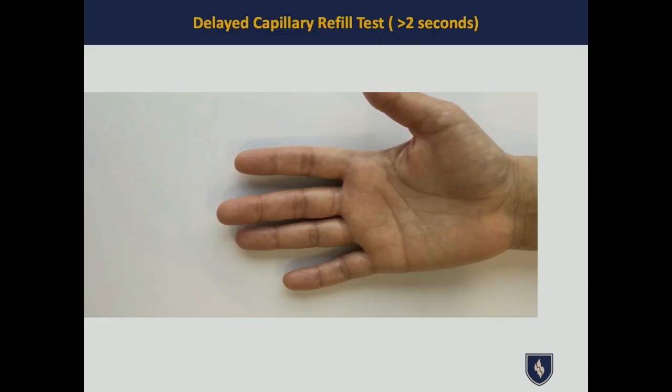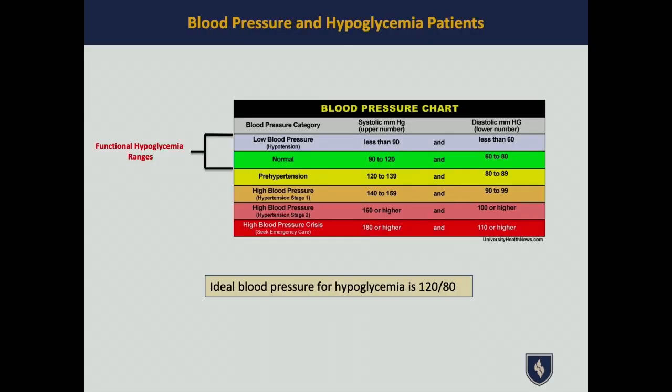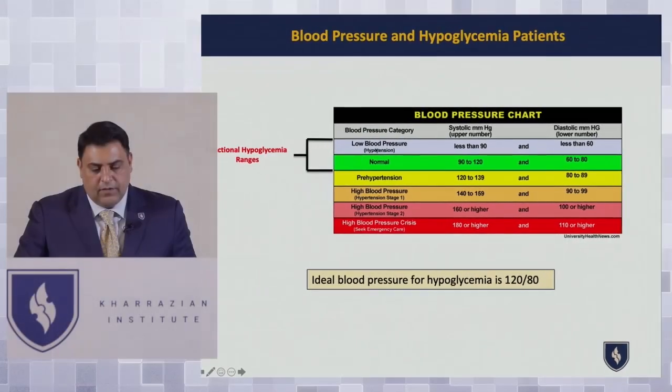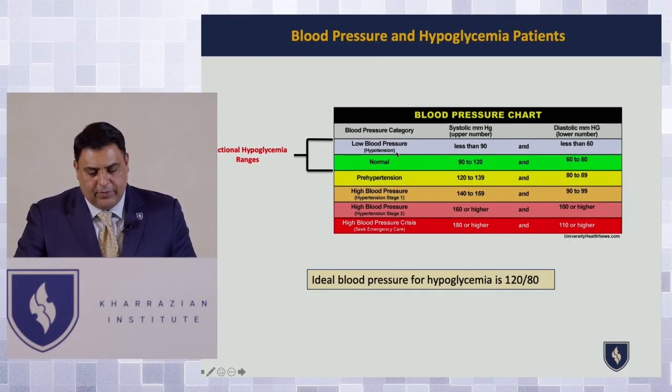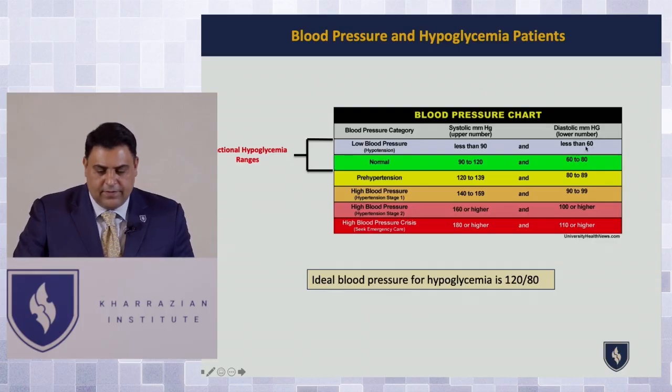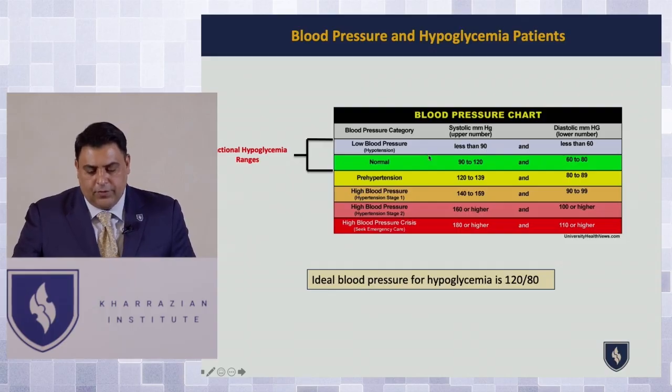Okay, so the other key thing you'll see with hypoglycemic patients is their blood pressure tends to be on the low side of low normal or even just hypotensive altogether. So you'll see ranges of the systolic in the 90 or below range, and diastolic somewhere around 60, even lower than 60. Those are indications that they have poor perfusion. So ideal blood pressure for them is 120 over 80. You want to get it to 120 over 80.